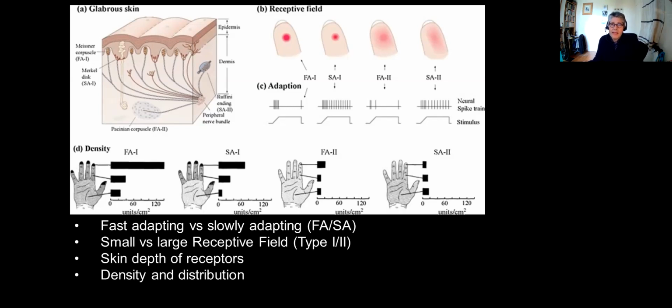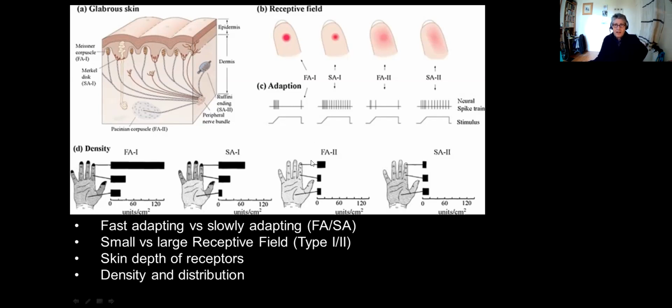And the second important classification is that the type 1 receptors, the FA1 and the SA1, have small receptive fields. That means that this neuron will only respond when you press in a quite small localized region of the skin, okay? And the type 2 receptors have much larger receptive fields. They will respond when you press more or less anywhere on the fingertip, all right?